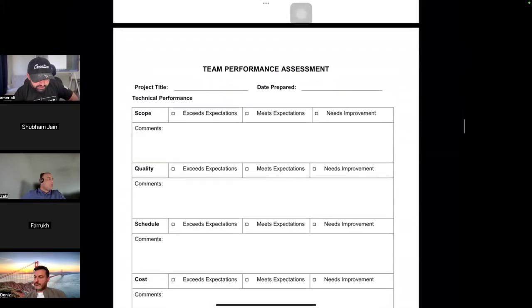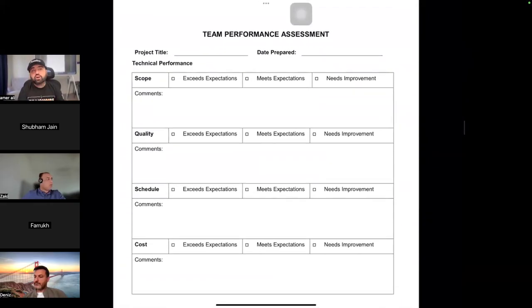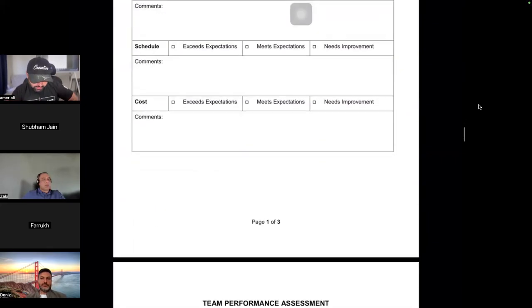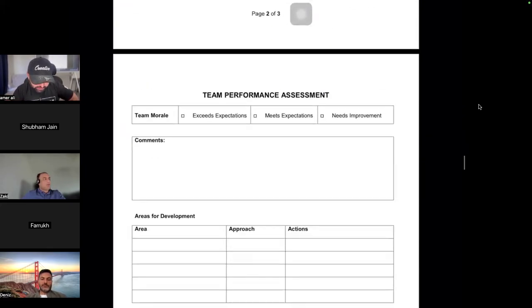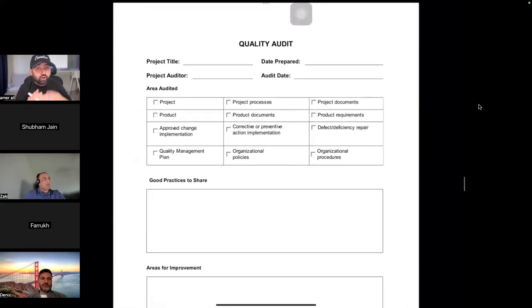Team performance assessment, this is a document where we look into how we are measuring on the task or not. Are RBS and RAM part of resource management? No, they are separate documents. They are not part of the resource management plan or requirement management plan. Okay, team performance assessment. Then quality audit, this is kind of a quality report.